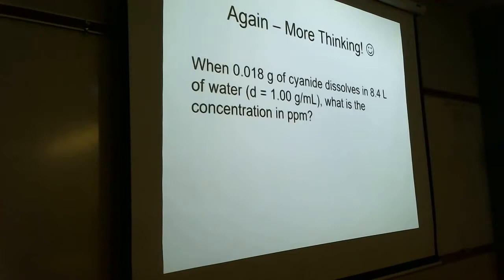Okay, thinking a little bit more this time. When 0.018 grams of cyanide dissolves in 8.4 liters of water, the density of water is 1 gram per milliliter, what is the concentration in parts per million? Pause the video while you ponder this one.